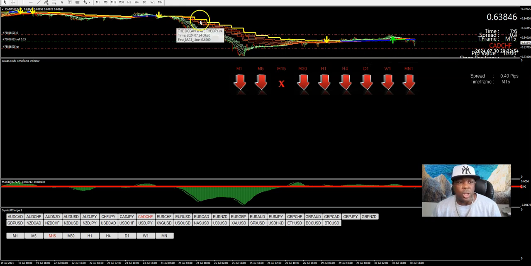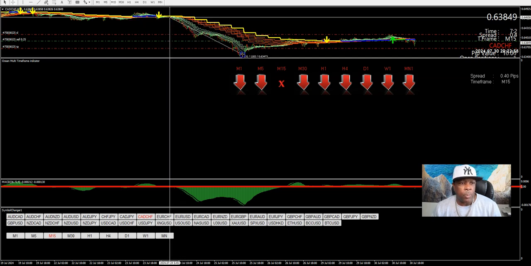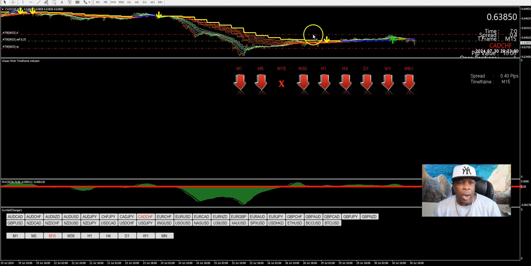Now in this situation, this one did work perfectly. You got plenty of pips, 118 pips. However, when this one hit, you're holding the trade, waiting for it to go down, and it hits the neutral zone. That means just close it out at break even, because chances are it's not going to happen. And that's exactly what happened.